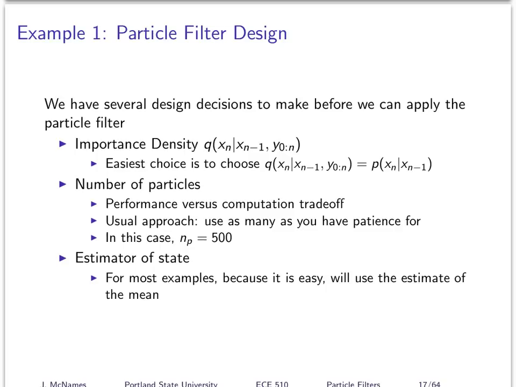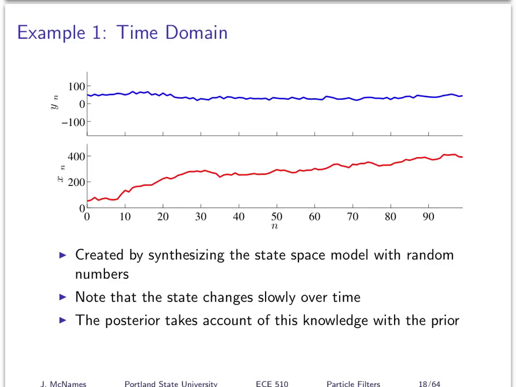Number of particles, I've already talked a little bit about this. It's really a matter of how much patience you have. It's always the more particles the better. In the example I'm going to show you, we're working with 500 particles in the slides that we're leading up to. And for the estimator of the state, I'm just going to use the mean estimated from our distribution. So that's just a weighted average of the particles.